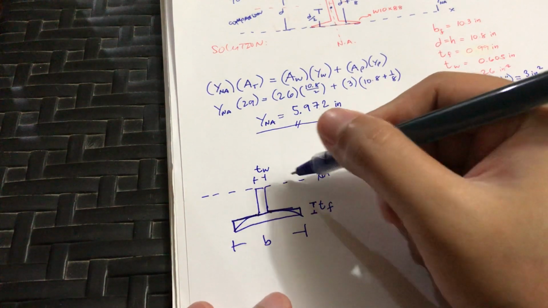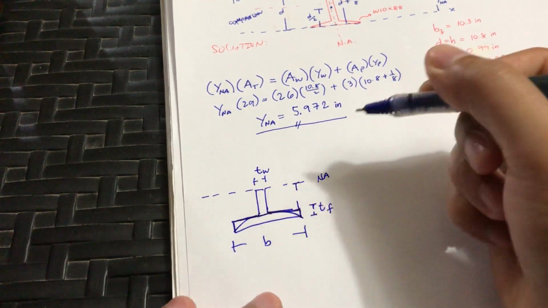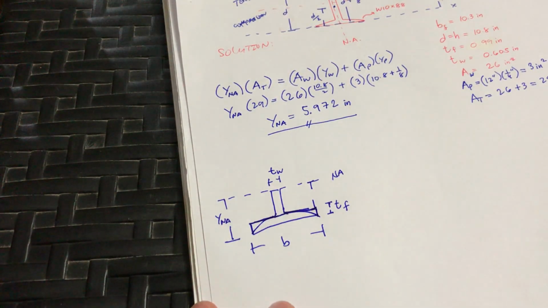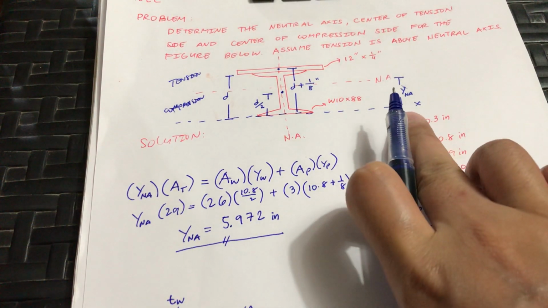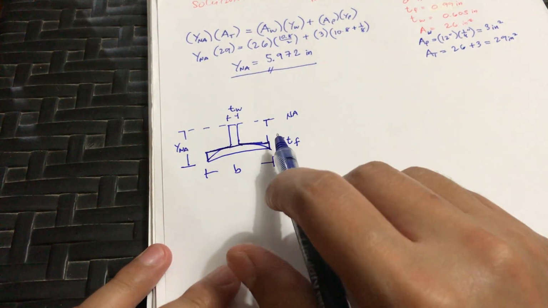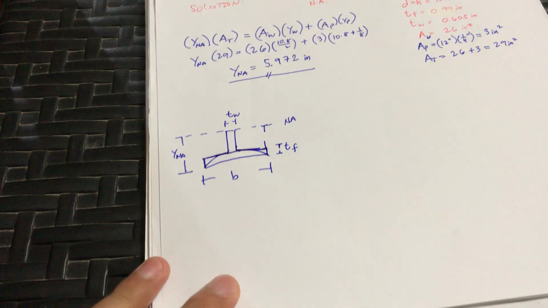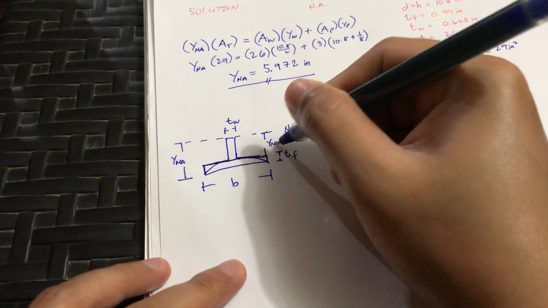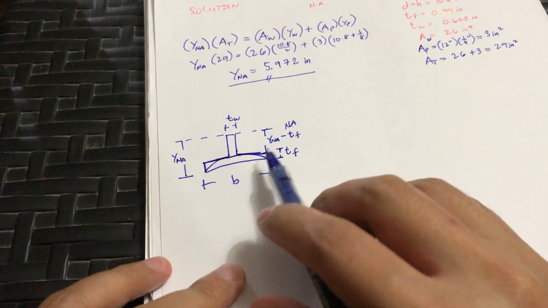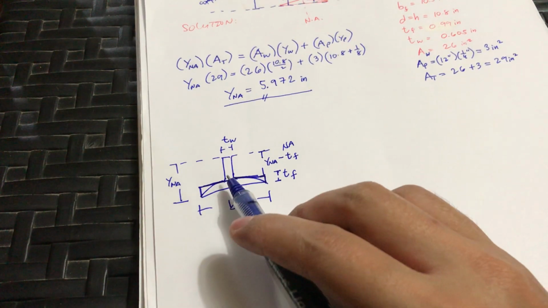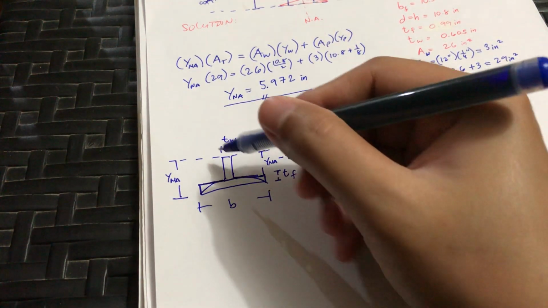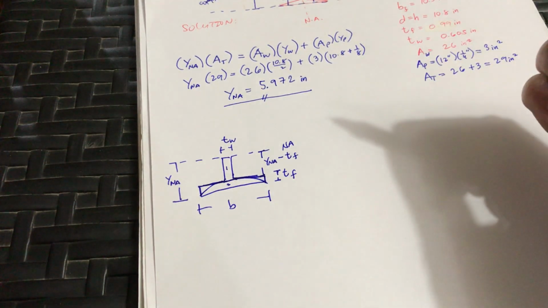Now we need this dimension. What is this? This one is actually the y and a, just below the neutral axis. Now, what is this dimension? That is y and a minus tf, since this is the thickness of the flange. So we will now have two areas. Let's have this as area 1 and area 2.